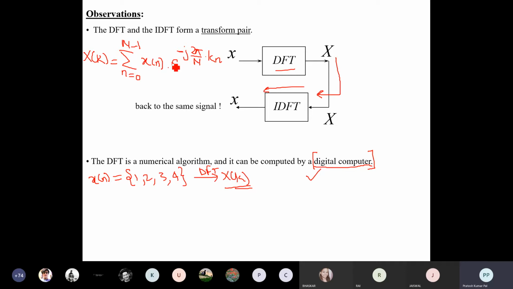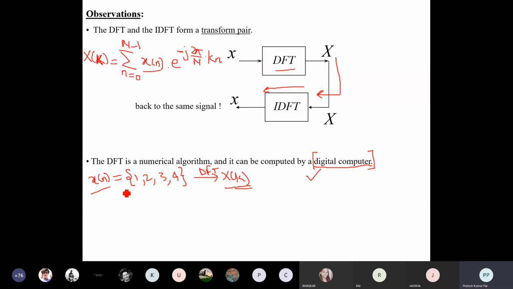So this small n should be varying from 0 to n minus 1, and capital N will be constant and k will be a variable that will be a constant. Okay, so this k will be having a dependence on this x of k. So here x of n, so this will be your x of n.